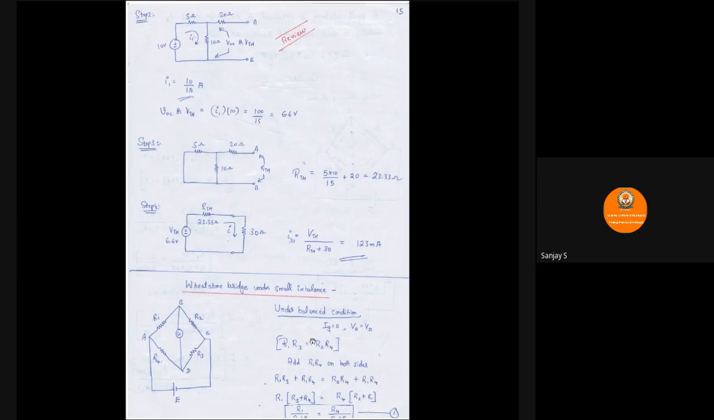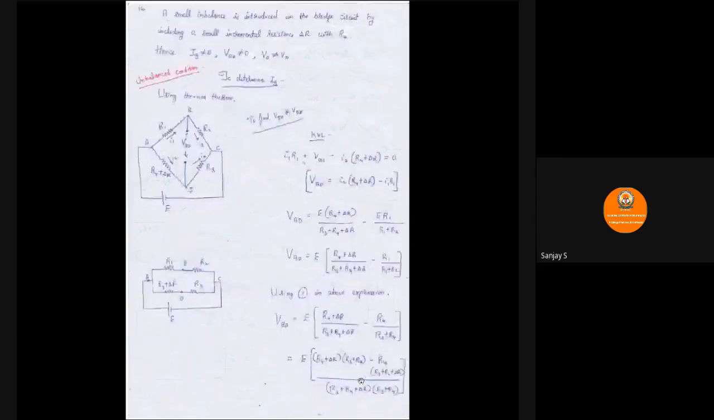Let me just repeat. I have started with bridge balance condition, which is product of opposite resistances are equal. So R1, R3 is equal to R2, R4. I'm just adding R1, R4 on both the sides. So R1, R3 plus R1, R4 is equal to R2, R4 plus R1, R4. I have taken R1 as common factor in the LHS. So I'm left with R3 plus R4. On the right side, I have taken R4 as common factor. I have R1 plus R2. Now if I rearrange this, I am bringing R1 plus R2 to the left side. I'm sending R3 plus R4 to the right side. So I have R1 by R1 plus R2 is equal to R4 by R3 plus R4. I'll call it equation 1, which I'll be using later on.